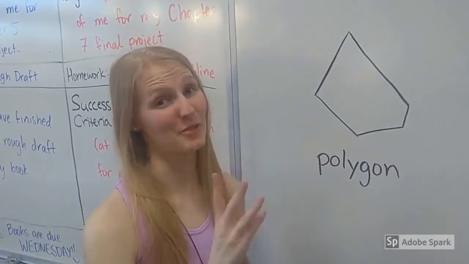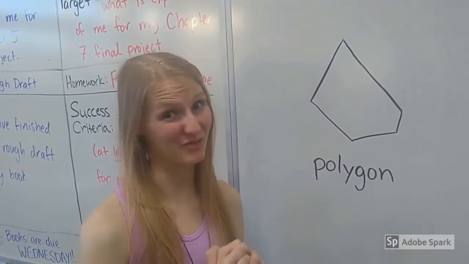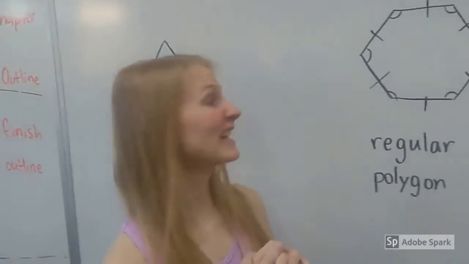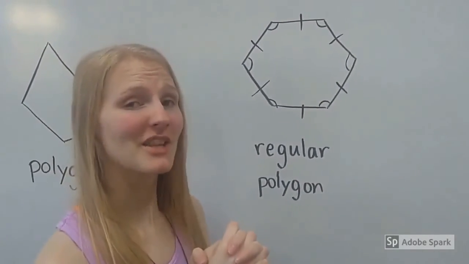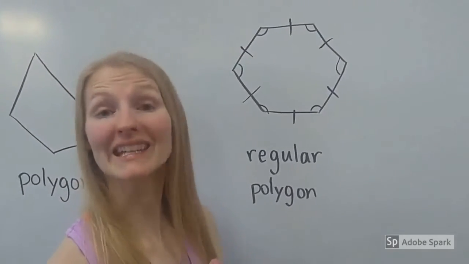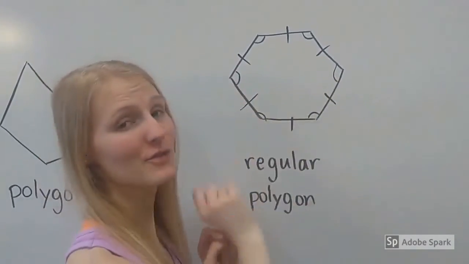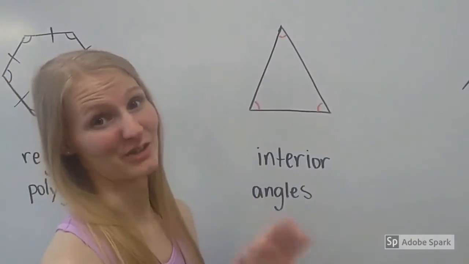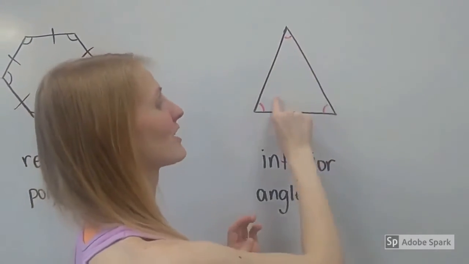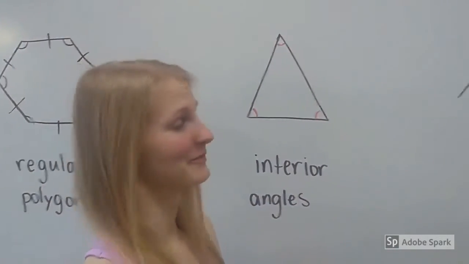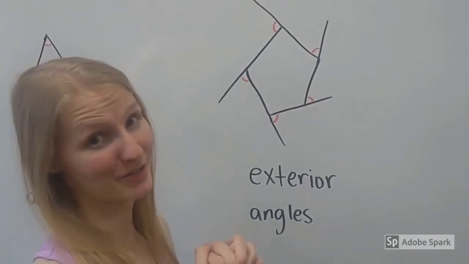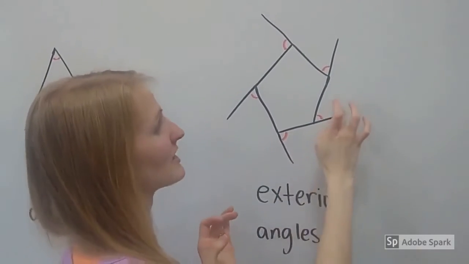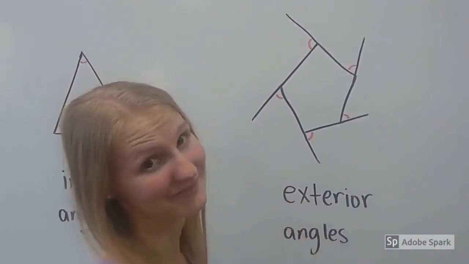A polygon is a 3 or more sided convex figure. A regular polygon is a polygon that is both equiangular and equilateral. All the sides are the same, all the angles are the same. The interior angles of a polygon are all of the angles inside of the polygon. And the exterior angles of a polygon are all of the angles outside of the polygon.